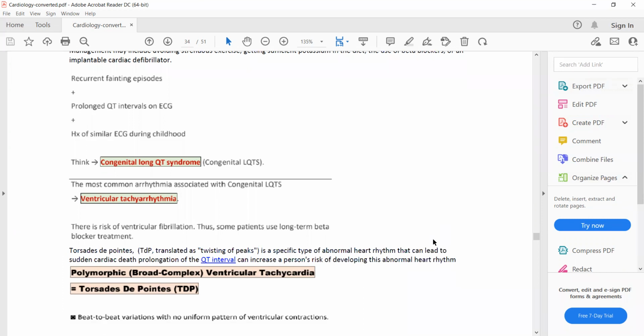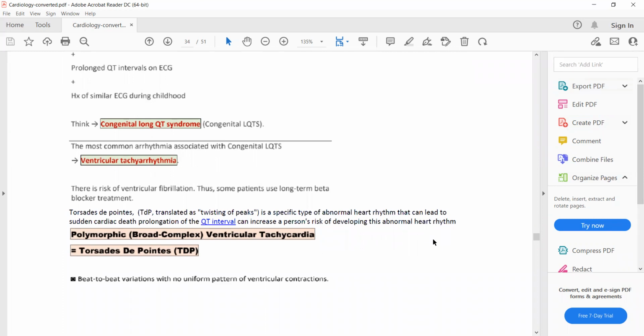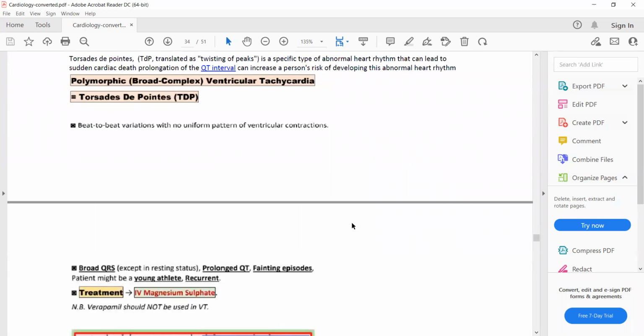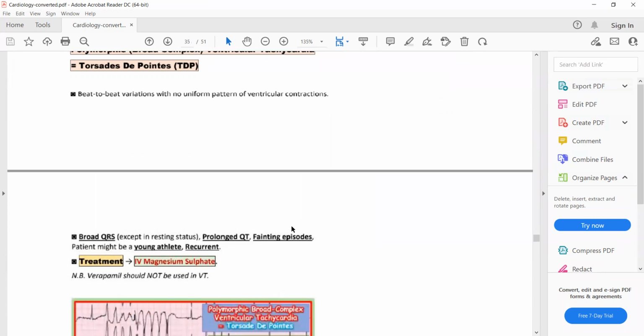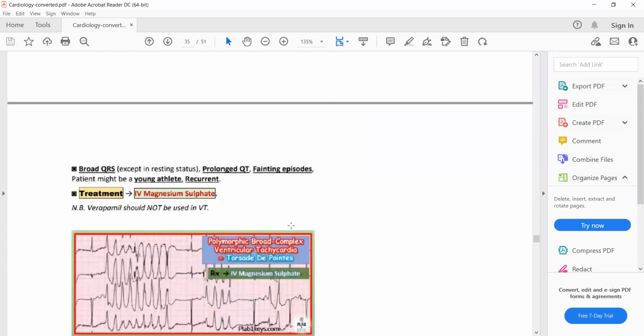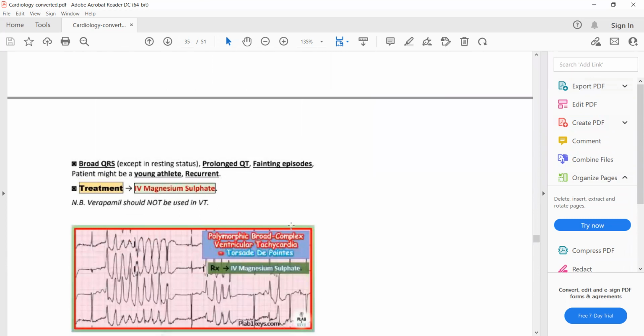As I told you before, long QT syndrome can lead to ventricular tachyarrhythmias such as Torsades de pointes, which is a polymorphic, broad complex ventricular tachycardia. So: prolonged QT interval, fainting episodes, the patient might be a young athlete, and the episodes will be recurrent. In the PLAB 1 exam, a scenario like this will be given: a young athlete suddenly becomes unconscious during a marathon run and is brought to the hospital. The ECG shows a long QT interval. What is the most likely diagnosis? Then you will select Torsades de pointes. The treatment for Torsades de pointes is IV magnesium sulfate.